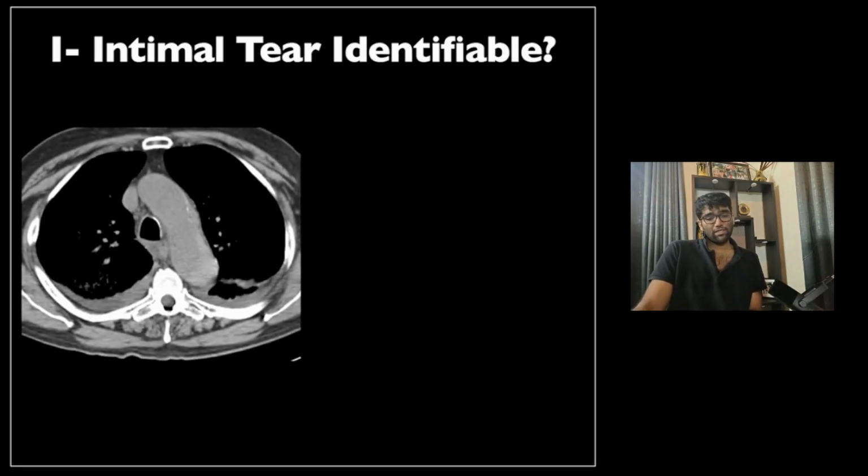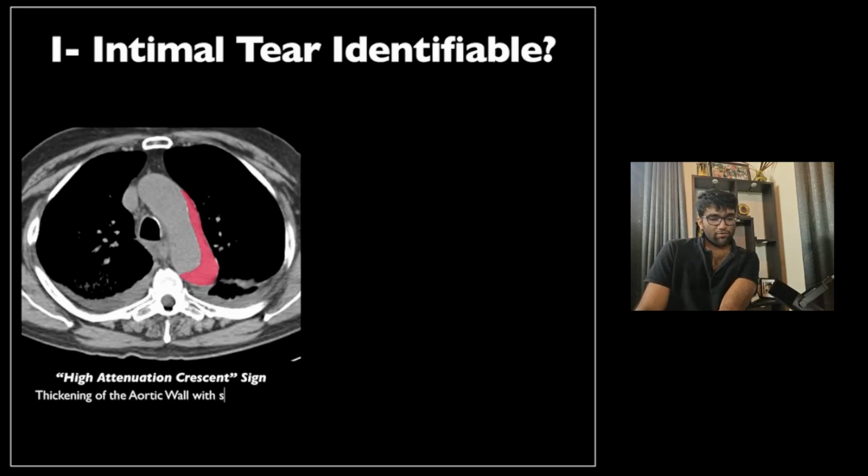I stands for intimal tear identification. So we have a high attenuation crescent sign here. I've highlighted that in red. Thickening of the aortic wall with subtle hyperintensity, which was measured at around 60 to 70 Hounsfield units as compared to the lumen, is present. This is on a non-contrast CT.